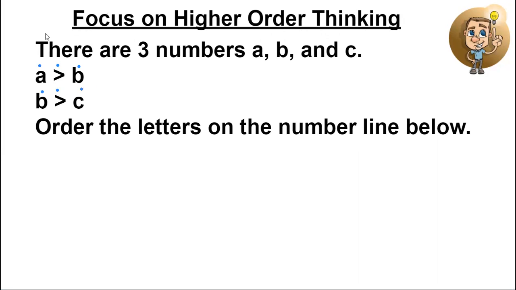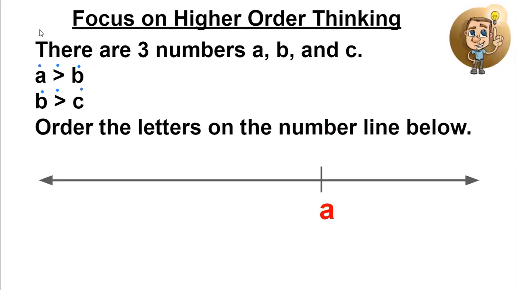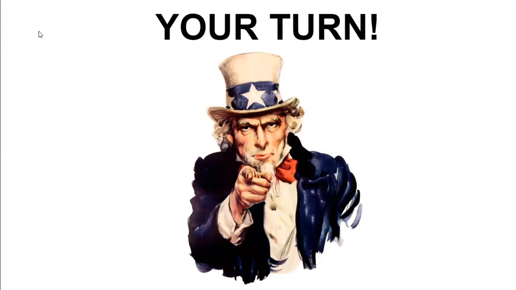Now let's put our number line out there. So A is going to be bigger than B, so B is going to have to be to the left of A. B is smaller, A is bigger. And where is C going to be? B is bigger than C, so C has to be to the left of B, right? So there's C. So that's how we would order our numbers. Okay, your turn. Give it a try. See you back in a minute.